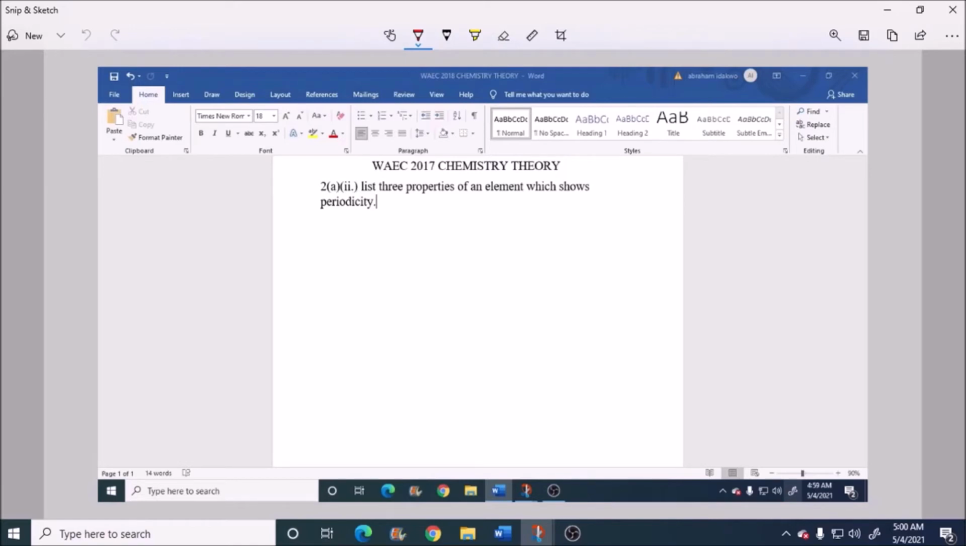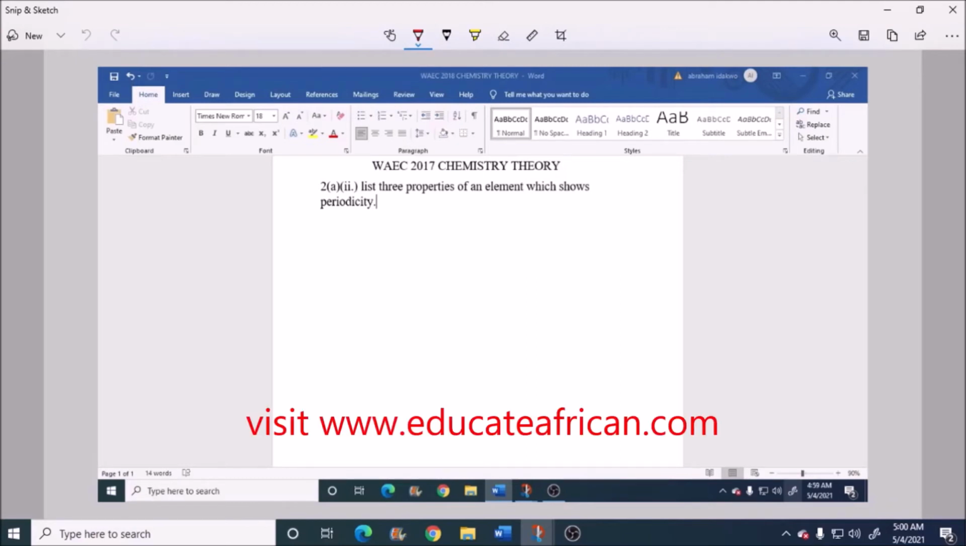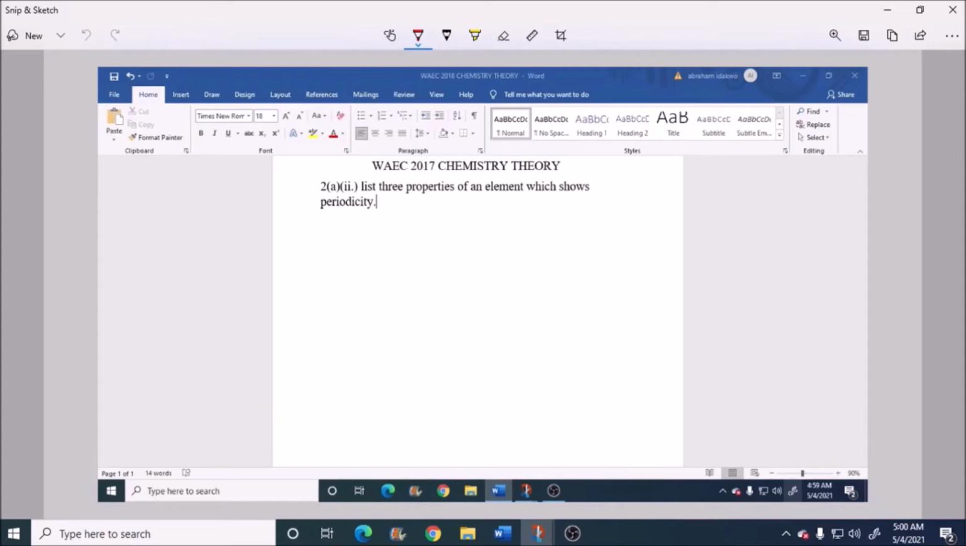The properties of an element which shows periodicity are melting and boiling point. We have number 2, electronegativity. Number 3, we have atomic or ionic radius. And we have electrical and thermal conductivities. We have metallic and non-metallic properties. Another one is ionization energy. Then you can still have electropositivity. So these are the properties of an element which shows periodicity.